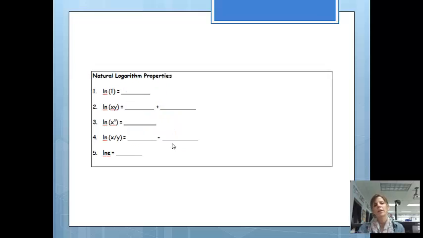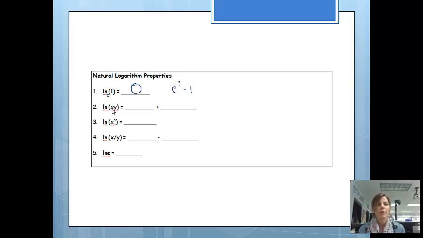All right, let's look at natural log properties. The natural log of 1: if you remember, the natural log actually has a base of e. So in this first example, what it's saying is, e to the what power would give me an answer of 1? And again, that's just going to be 0. So either the log of 1 or the natural log of 1, they are both 0.